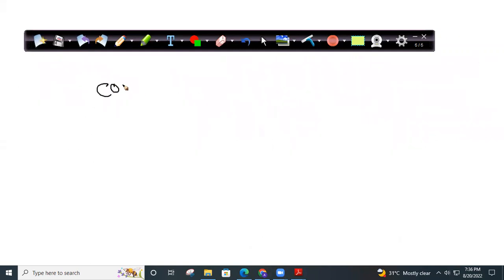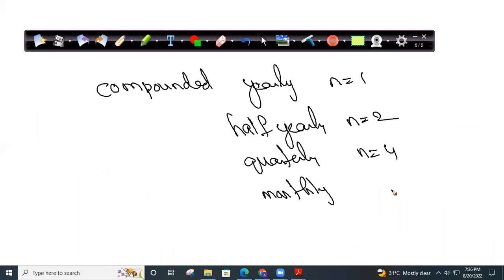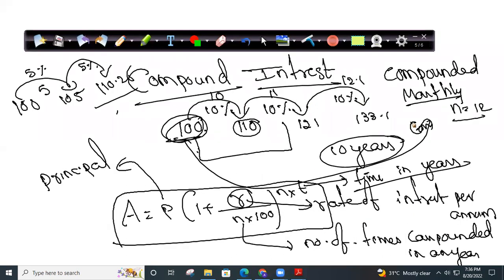If I say compounded yearly, the value of N is 1. If I say compounded half yearly, the value of N is 2. If I say compounded quarterly, the value of N is 4. If I say compounded monthly, the value of N is 12. If I say compounded daily, the value of N is 365. This is how the N value works out in compound interest. And T stands for time in years: 2 years, 3 years, 4 years, whatever it is.